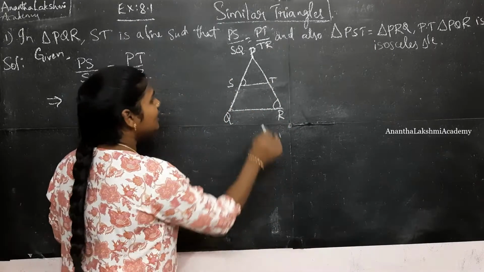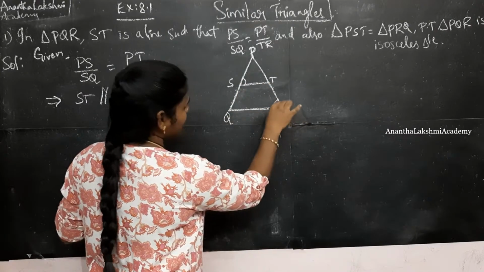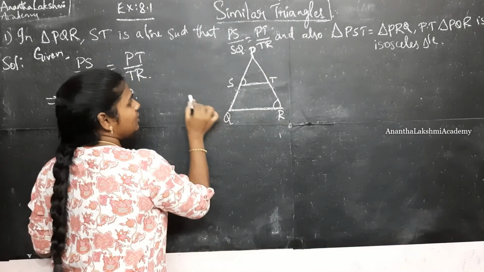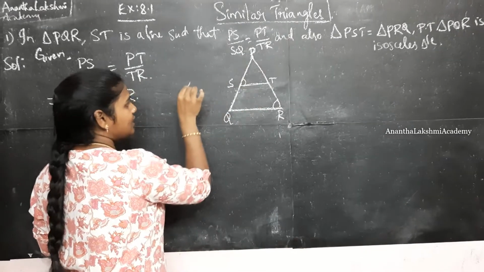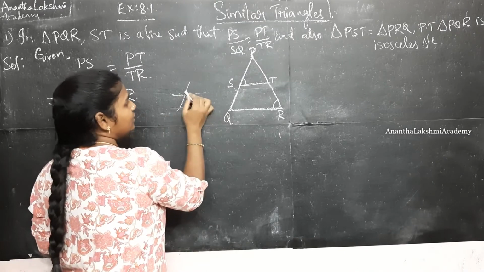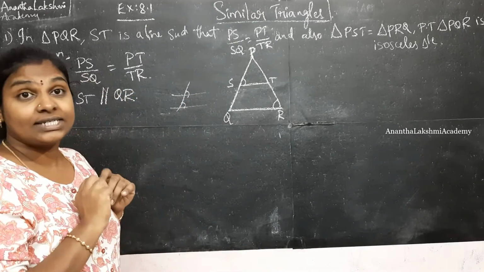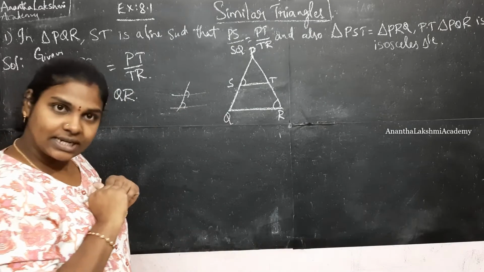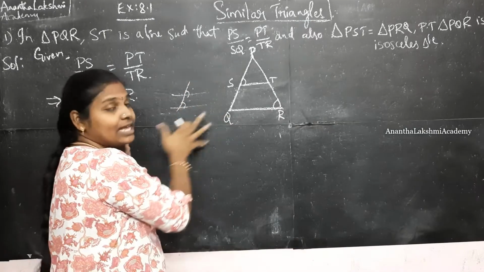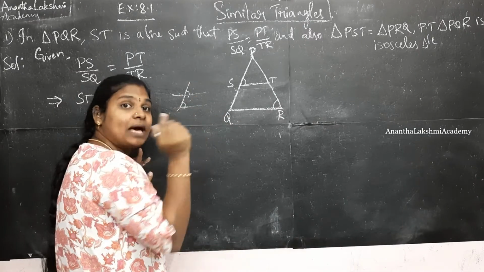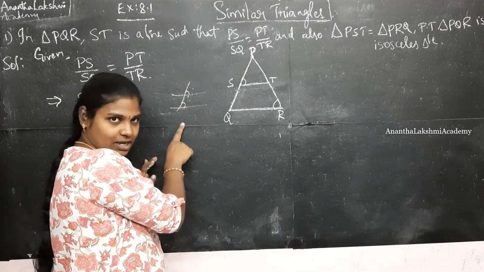And now they are saying that angle PST and angle PRQ are equal. Alright. So here, if you consider this, ST and QR are like this. Let me suppose PQ is a transversal. Then what are these angles? These are nothing but corresponding angles. What are these angles? Corresponding angles. When we intersect two parallel lines with a transversal, the corresponding angles are equal.